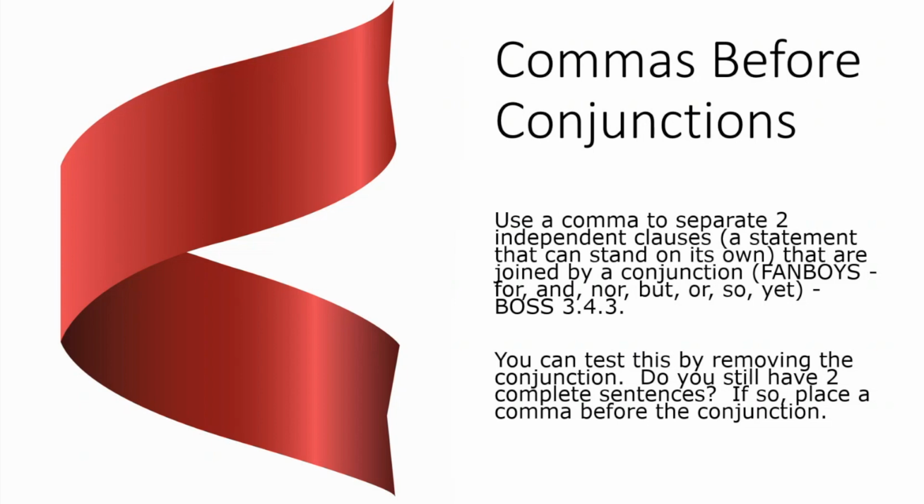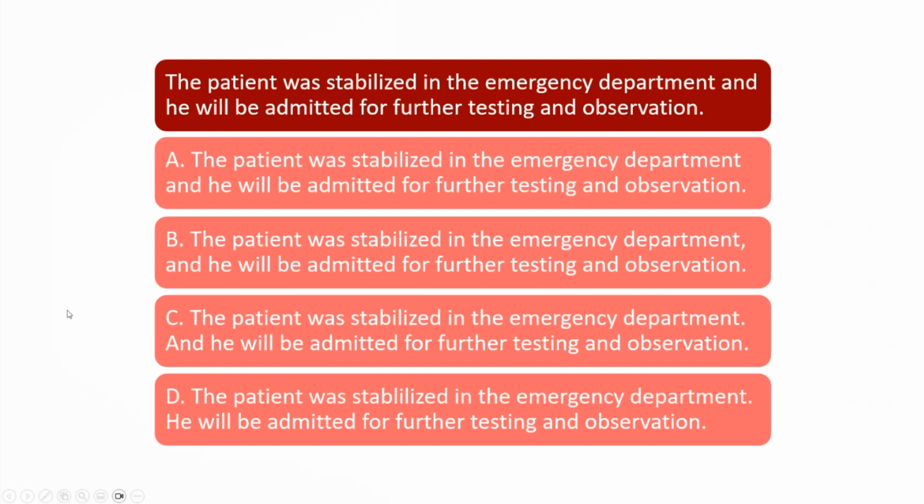And you can test this by removing the conjunction. So if you take the conjunction out, do you still have two complete sentences? And if you do, place a comma before the conjunction. So let's take a look at an example. The sentence is, the patient was stabilized in the emergency department and he will be admitted for further testing and observation. So let's just give everybody a chance to review the options.